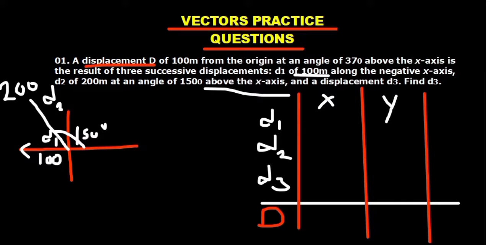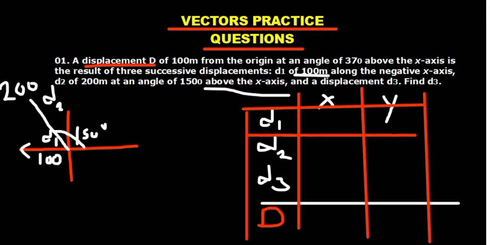So what do we need to know? We need to know how to resolve the vectors into their x and y components. Whenever you're given a question under vectors, I would advise you to resolve the vectors into their x and y components. It will be easier for you to work out the solutions. Okay, let's start. D1, we are told, is 100 meters along the negative x-axis. So the x component is negative 100. How about the y? When something is moving along the x-axis, it doesn't make any displacement in the y. So our y component is 0.